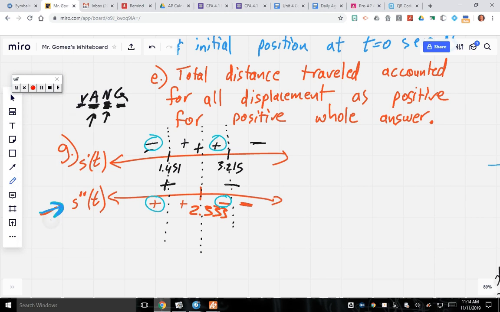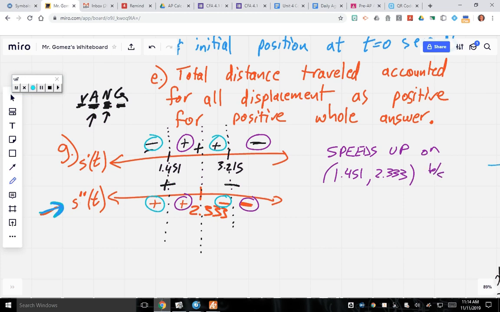And then the other place that they are stacking would be right here, a positive and a positive, and a negative and a negative. They're speeding up. Okay? So let's say speeding up on 1.451 to 2.333, because we'll say S prime and S double prime have the same signs. And yes, this would be union with 3.215 to infinity.